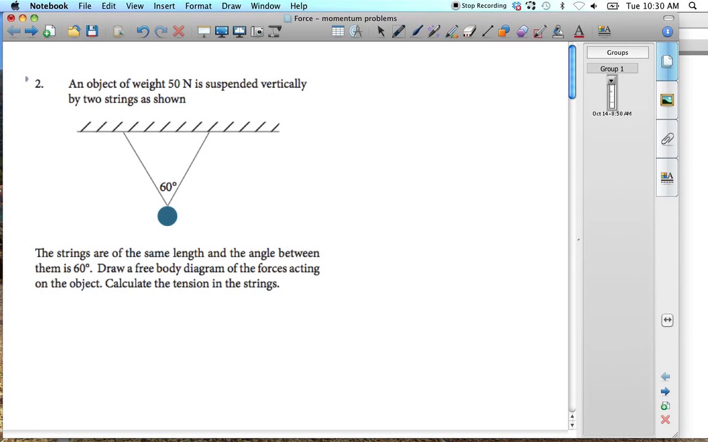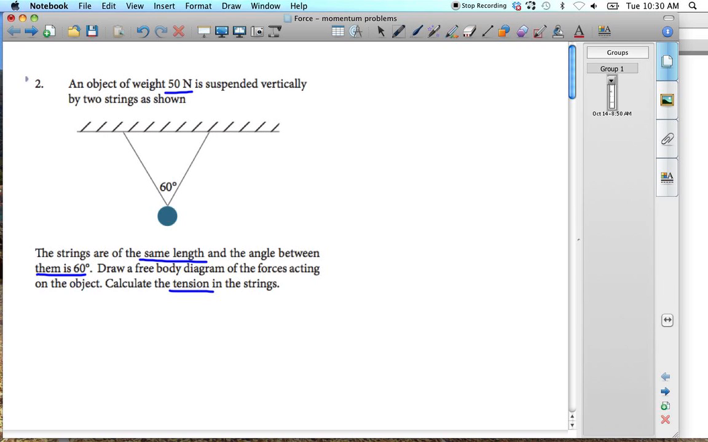Fine, so this is question 2 of the textbook on page 71, topic 2.2. We've got here an object of weight 50 newtons suspended vertically by two strings as shown. Firstly, let's continue reading the question. The strings are the same length and the angle between them is 60 degrees. Draw a free body diagram of the forces acting on the object and calculate the tension in the strings.